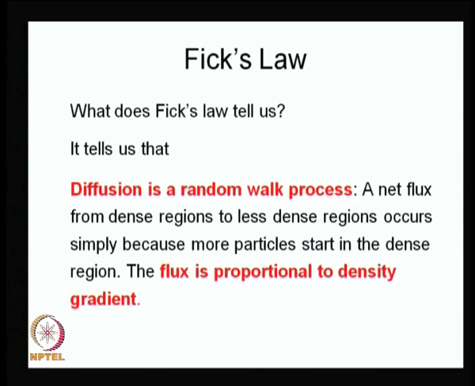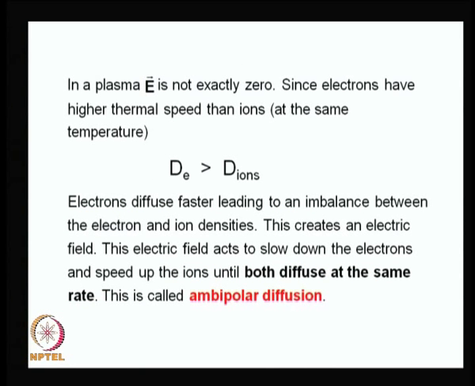It tells us that diffusion is a random walk process, and this arises because a net flux from dense regions to less dense regions happens because more particles start in the dense region. The flux is proportional to density gradient.